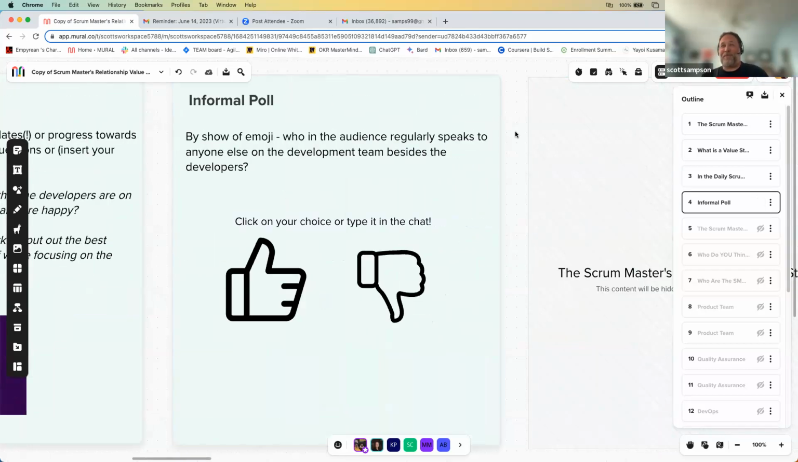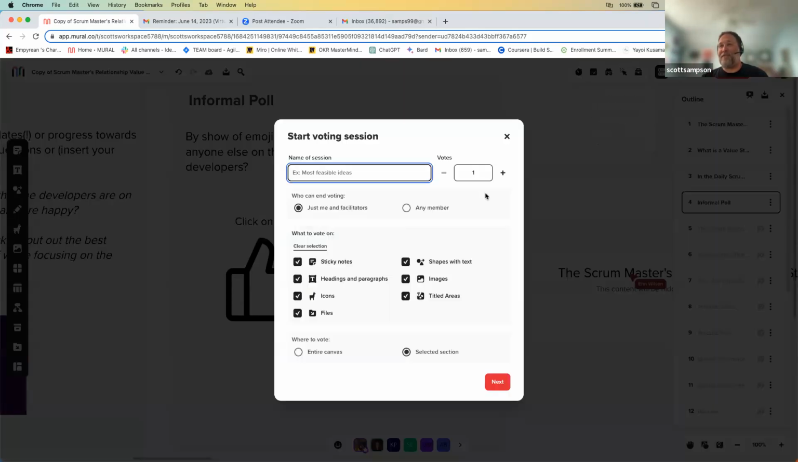Okay. So first informal poll of the presentation by show of emoji, thumbs up or thumbs down. Who in the audience here today regularly speaks to anyone else on the development team besides the developers in Scrum? So let me set this up, and then you can vote on it by clicking on the icons or just put it in chat. That's fine. So let me try to do this here.